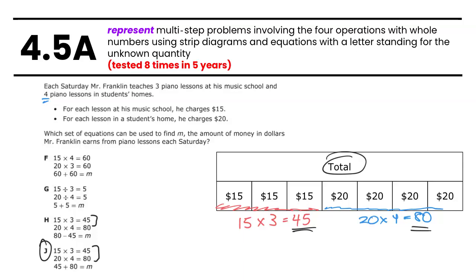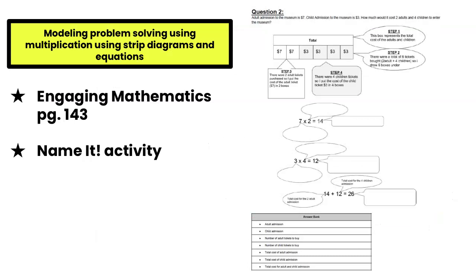In the next slide, we'll talk about how to break this problem apart into teachable and learnable steps for students to be able to put it all together. Some curriculum resources to help you teach students how to model problem solving using multiplication are Engaging Math, page 143. You will model the second problem for students, with the key being on page 142, and then the Name It activity that is in the curriculum resources as well.